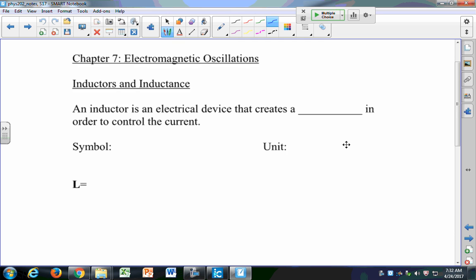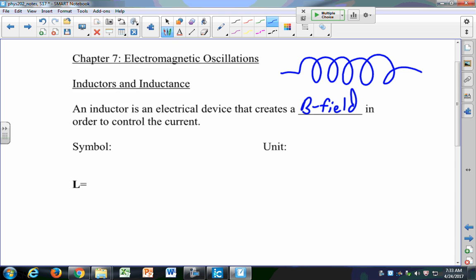So an inductor is used to create a magnetic field. So an inductor creates a magnetic field, and it does this to help control the current. Because when I create a magnetic field, an inductor is just a coil of wire basically. And when I send a current through this coil of wire, the current goes around, then I generate this magnetic field in that inductor. And so as I have more and more current going through this inductor, I create more and more magnetic field.